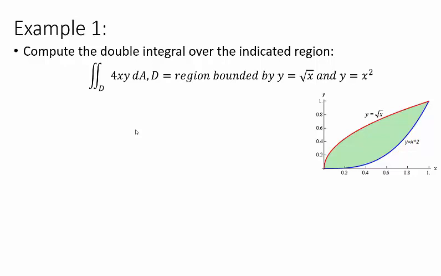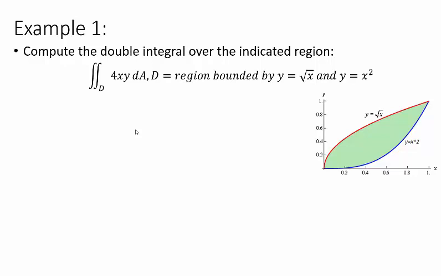Hi class. In this lecture I want to show you an example of how to do a double integral over some general region. Okay, so here's the problem. I want to find the double integral of 4xy over some region bounded by these graphs: y is equal to the square root of x and y is equal to x squared.